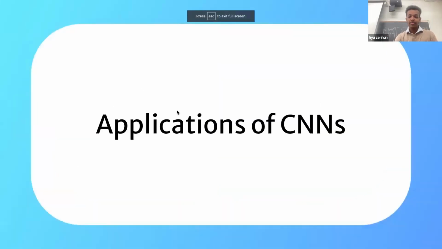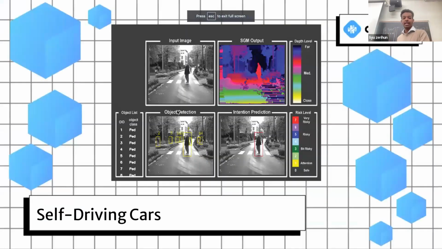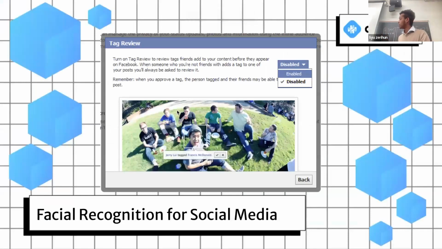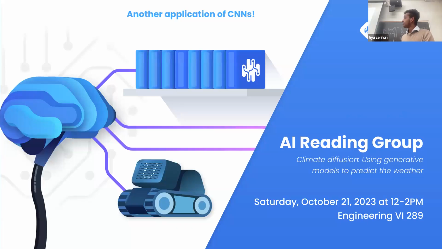And so these are some of the applications: self-driving cars, facial recognition for social media, and so on. Also, this Saturday, we have an AI reading group on using diffusion models to predict climate data, which is also a really advanced application of CNNs. If you're interested, come and hear our officers who have been doing research on this.